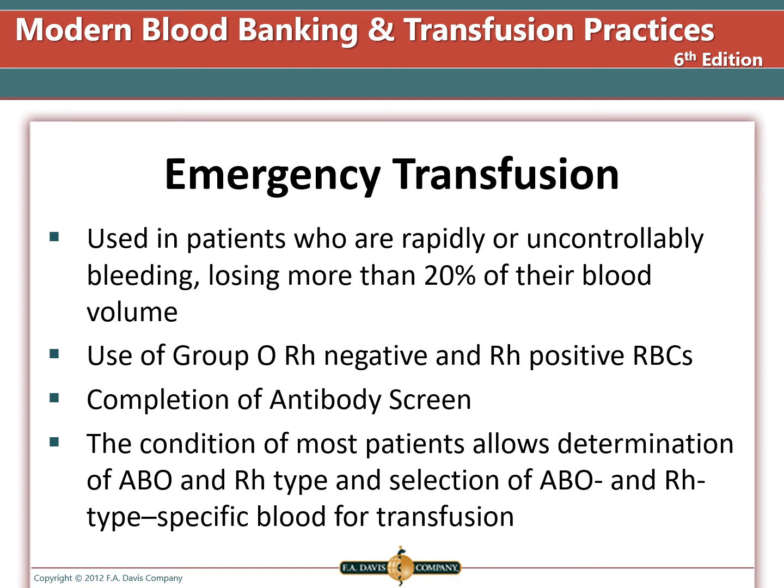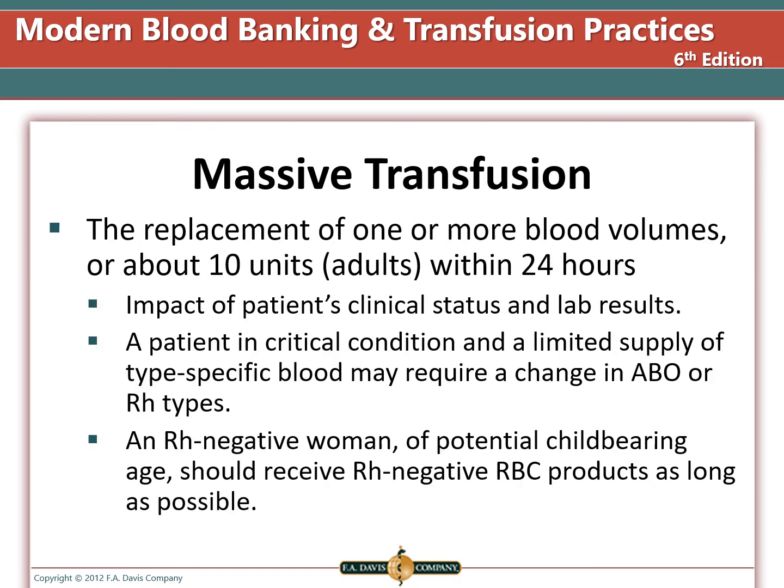Blood banks are normally able to perform a type and screen and select ABO and RH specific blood for transfusion so that O negative is not wasted on patients who do not require this type. A massive transfusion is considered the replacement of one or more volumes, or about 10 units, to an adult within 24 hours. This can have a large impact on a patient's clinical status and lab results as stored blood is high in potassium. A patient in critical condition and a limited supply of type specific blood may require a change in ABO or RH types.